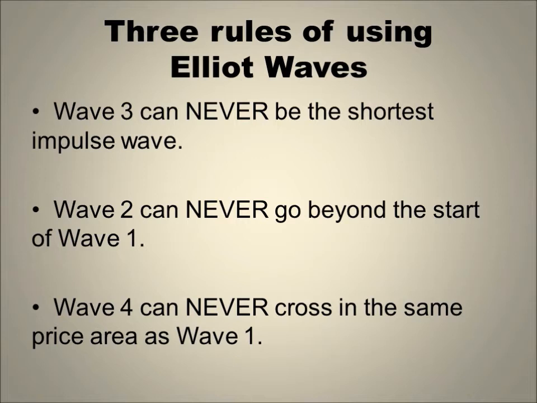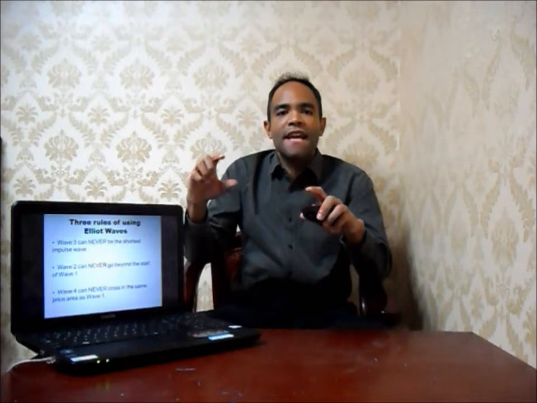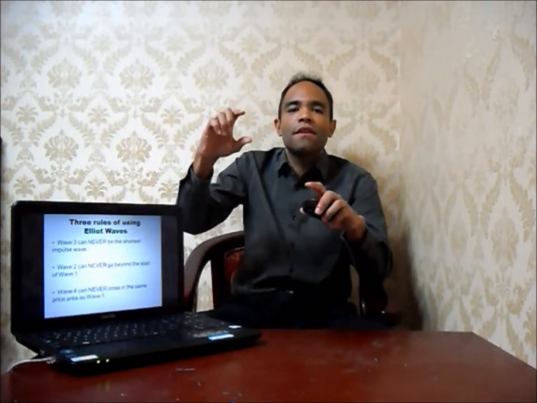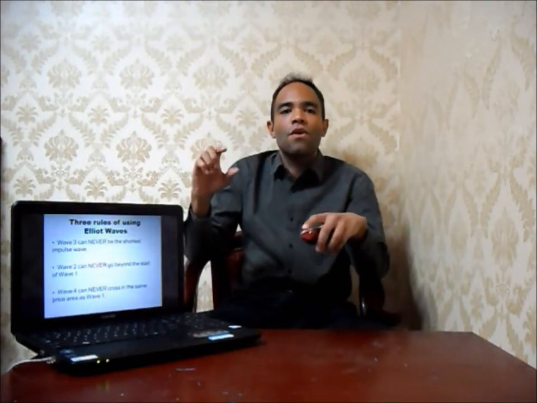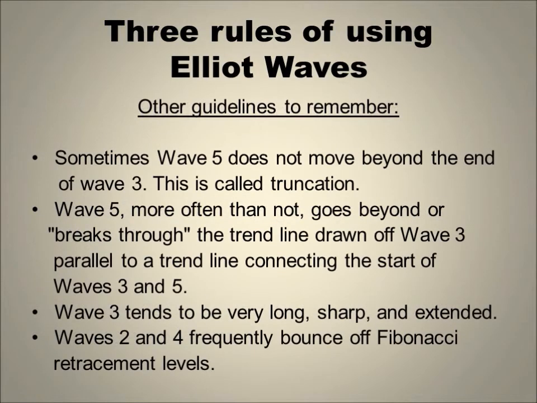So wave number 3, those are the people that see the opportunity and they want to get their profit. Wave number 2 can never go beyond the start of wave number 1. If it does, then the trend is not for real. And wave number 4 can never cross into the same price area as wave number 1. Meaning that second corrective wave is never in the range of wave number 1. It has to stay higher than wave number 1 in the bull market or lower than wave number 1 in the bear market. So keep that in mind.